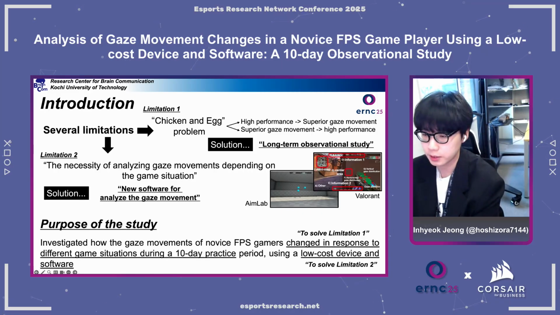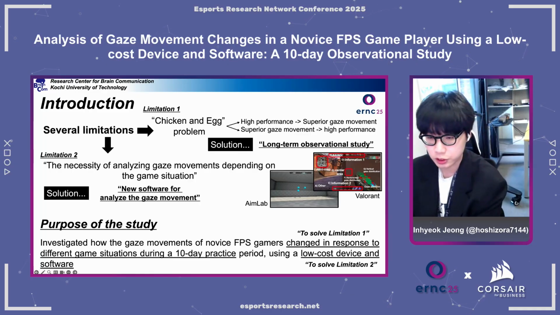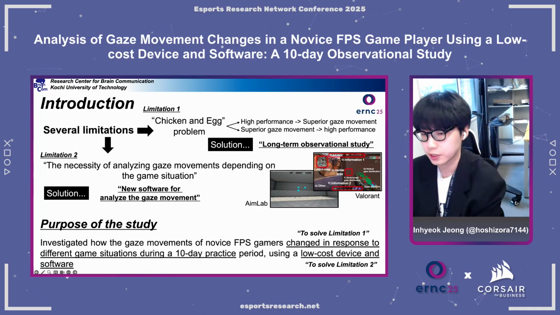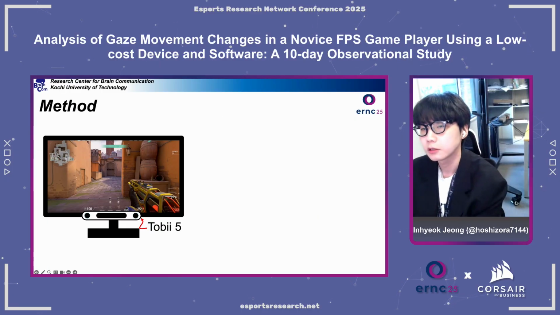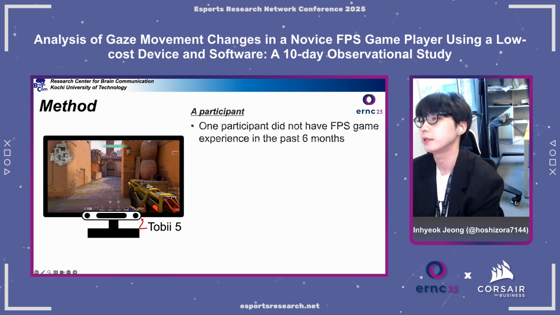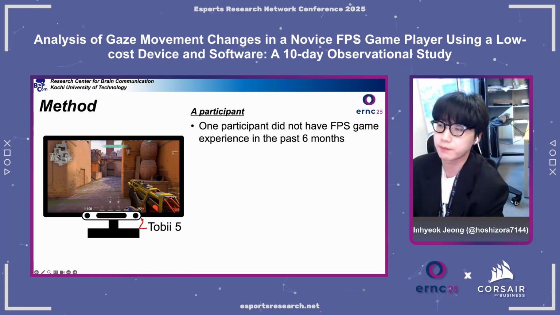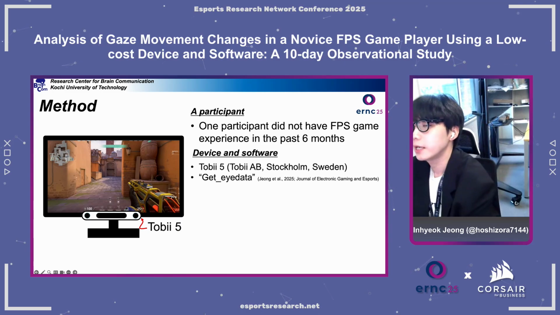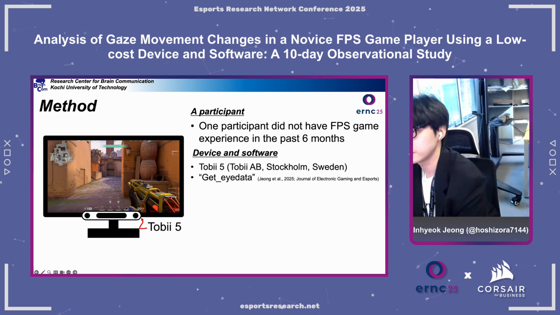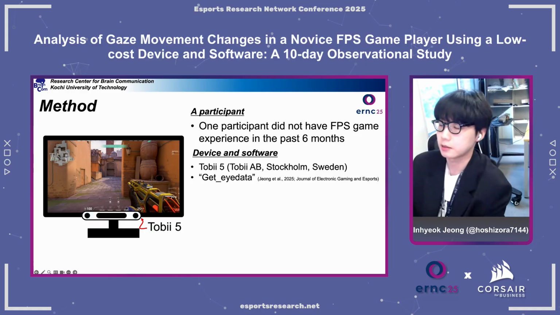the gaze movement of novice FPS gamers changed in response to different game situations during a 10-day practice period using the low-cost devices and software. So this is the method of the study, and in this experiment, I used only one participant who did not play any FPS game in the past 6 months. And the devices I used were low-cost devices, Adobe 5, and the get eye data, which was developed to analyze gaze movement obtained by the Adobe 5.